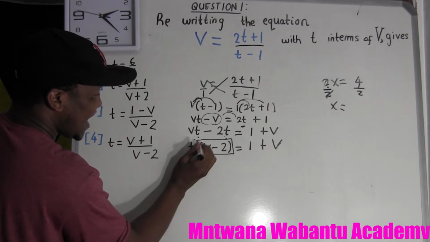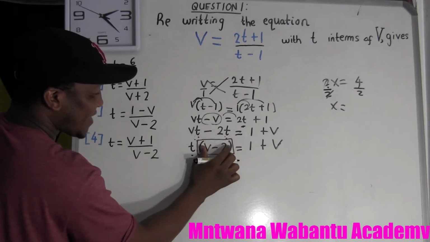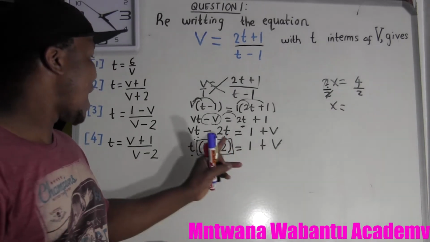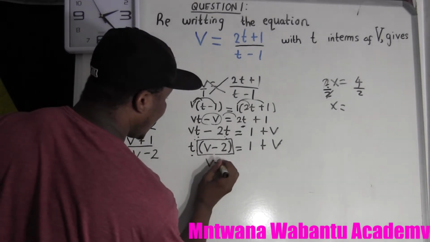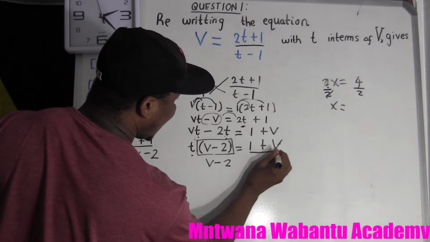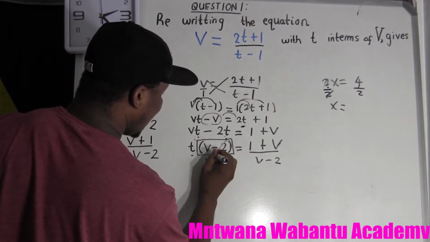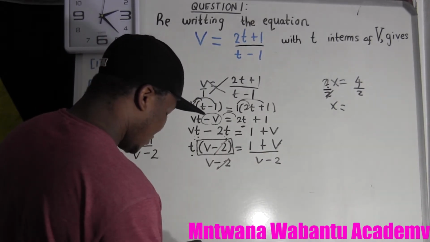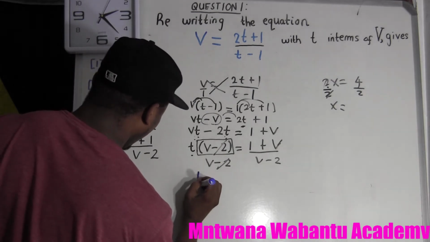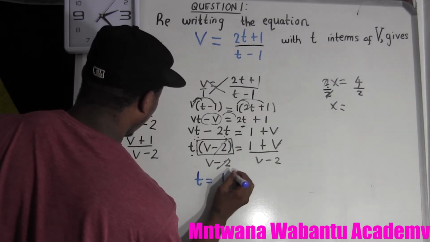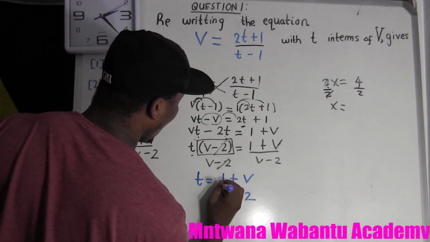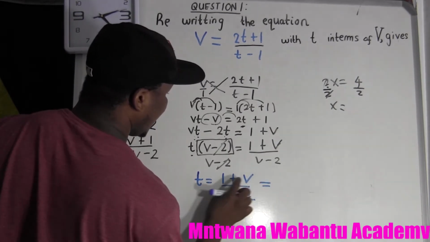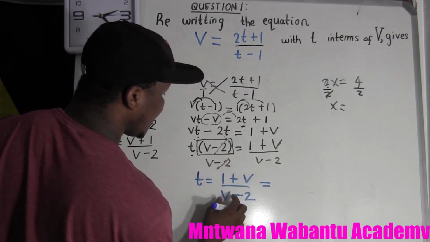Since I want to get t and I don't need this, so I assume this is the one thing because it's inside the bracket, I'll divide by v over 2 throughout. So here I'll divide by v over 2, v minus 2, and here also v minus 2. So this and this cancel. So I'm going to be left with t equal to 1 plus v and v minus 2. Or this is the same as say v plus 1, same thing.